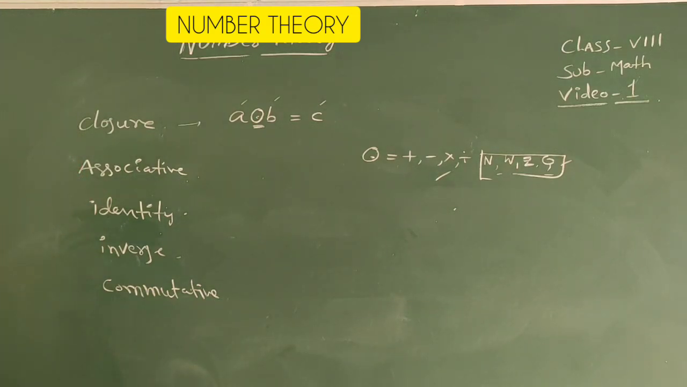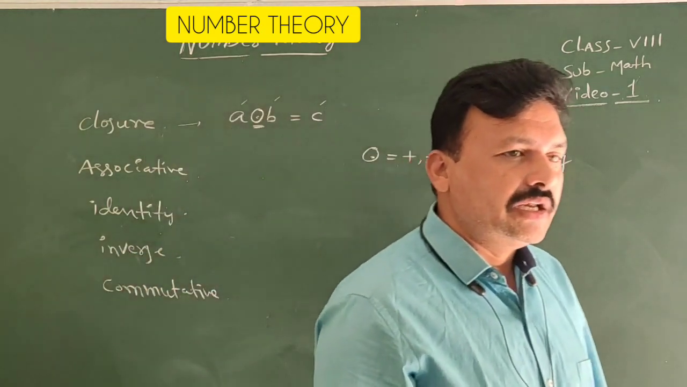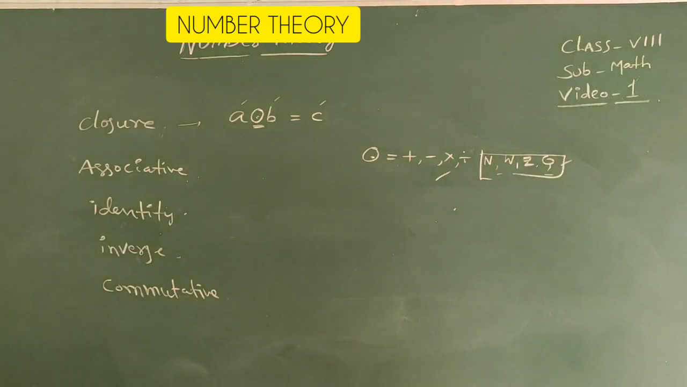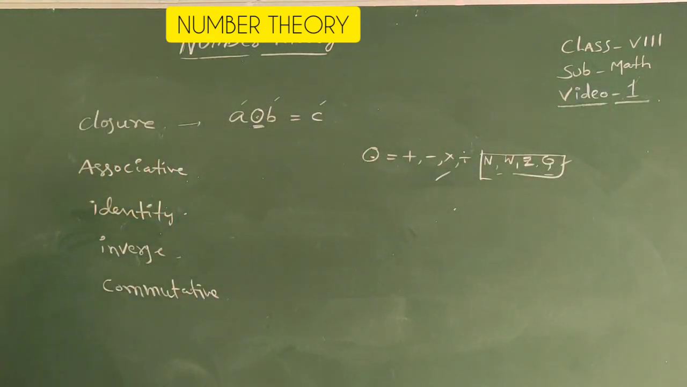For example, if you consider addition, the sum of two natural numbers is also a natural number. It is true for all natural numbers. That's why natural numbers satisfy closure property with respect to the operation addition. For example, subtraction, A minus B equal to C. If the difference of any two natural numbers were also a natural number, then natural numbers would satisfy closure property with respect to subtraction.